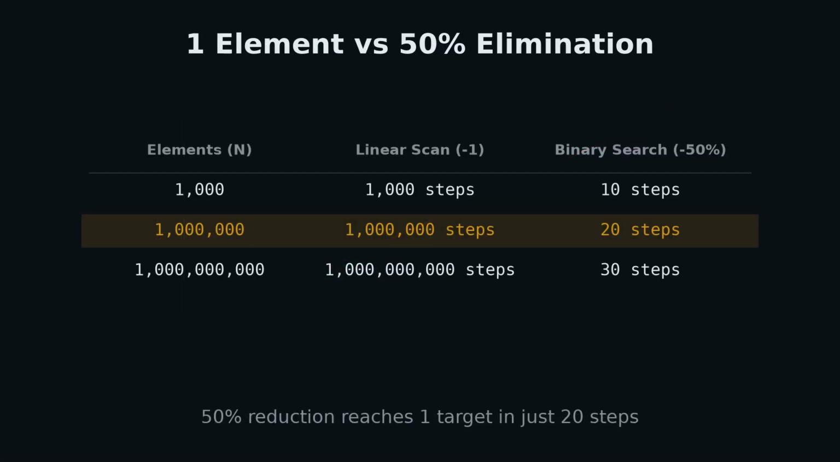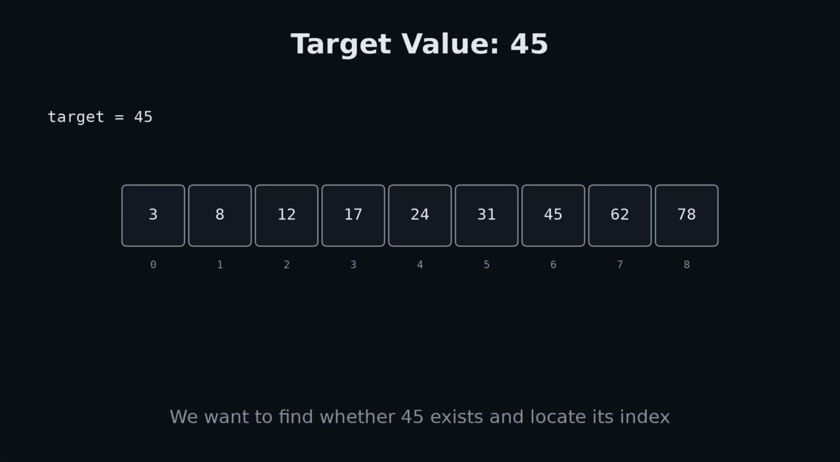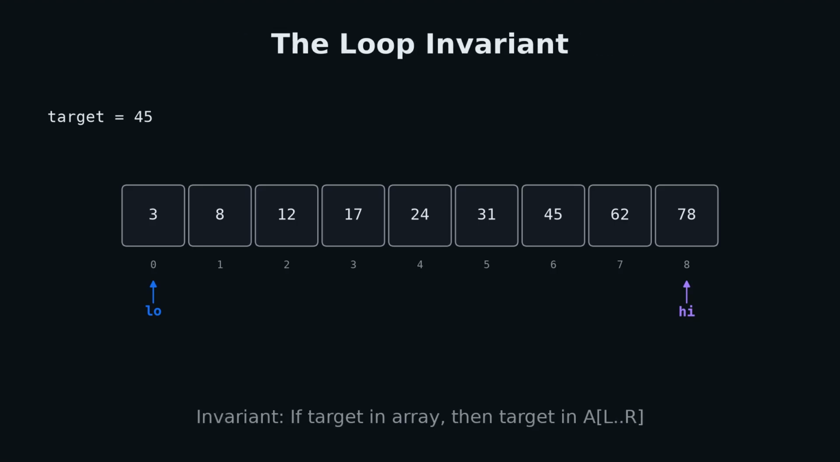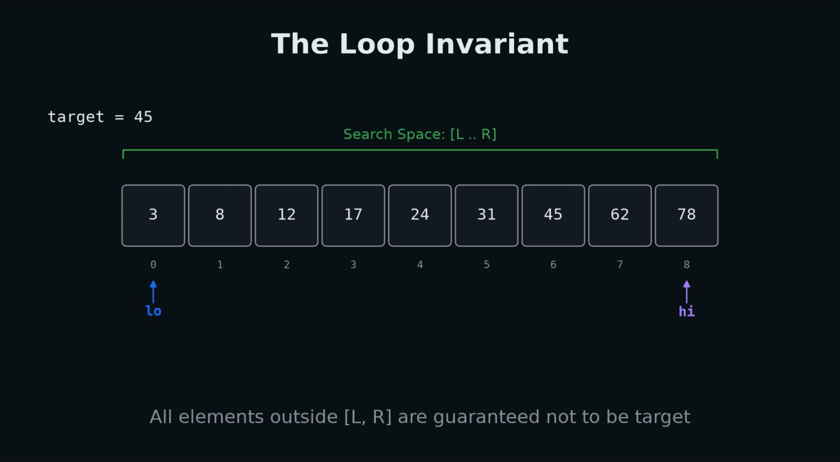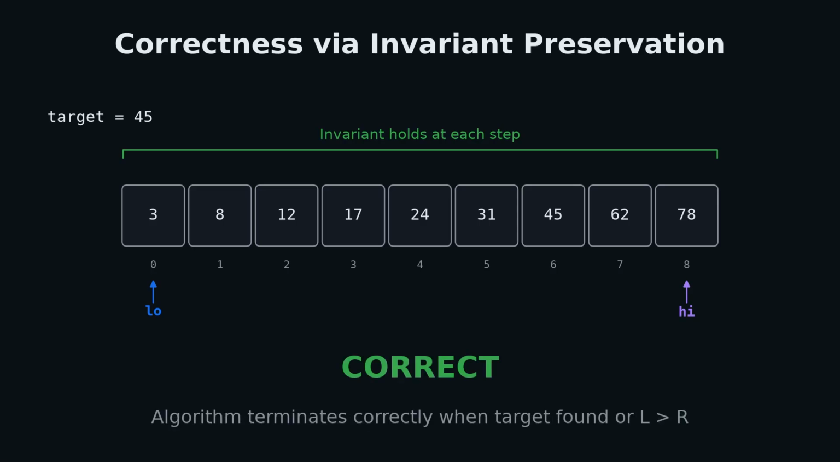a single step. Consider an array of 9 sorted integers: 3, 8, 12, 17, 24, 31, 45, 62, and 78. We want to search for the value 45. We establish 2 pointers, left at index 0 and right at index 8. Our loop invariant guarantees that if the target exists anywhere in the array, it must lie within the inclusive interval bounded by left and right.